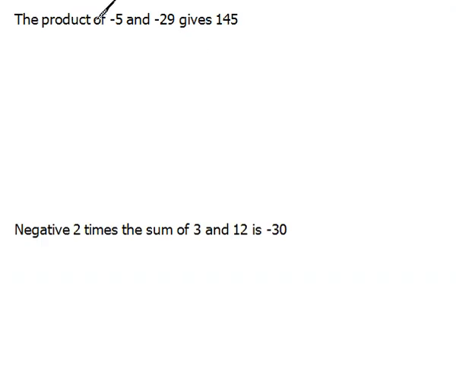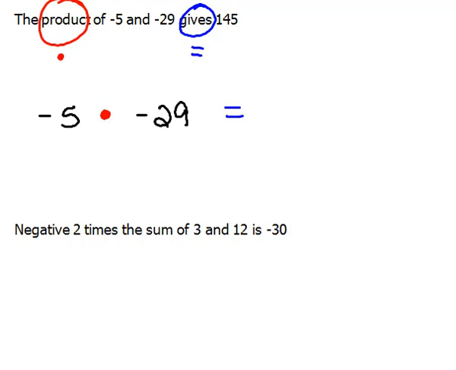Our next one says the product of negative 5 and negative 29 gives 145. The product of, that should be another keyword for multiplication. And here, the word gives is another keyword. It represents equals. So we know we're going to have to be multiplying two things together and get an answer. Well, what two things are we multiplying together here? We're taking the product of the negative 5 and the negative 29. So negative 5 times negative 29 gives or equals 145.